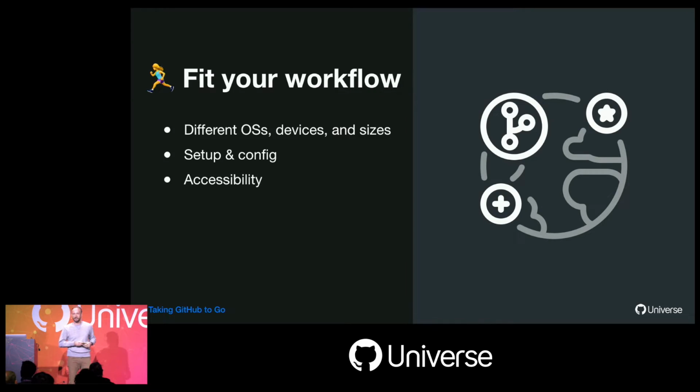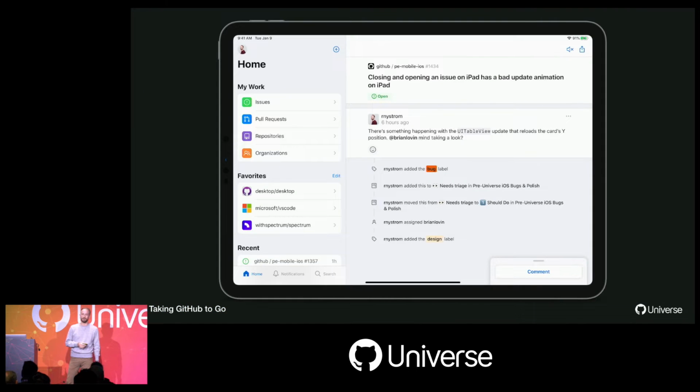The last problem area I talked about was how do we fit GitHub for mobile to your workflow? Those of us with phones have so many options for hardware, software, operating systems, versions, screen sizes, and more. And then we can set up our phones for our needs. I want to walk through how we made this app work for basically everyone. And I want to start off with the iPad version of the app.